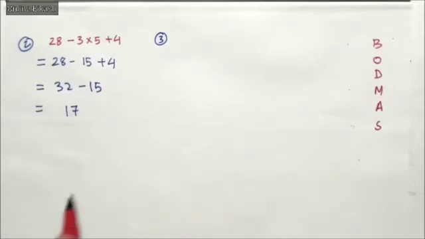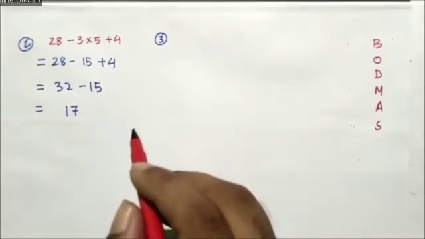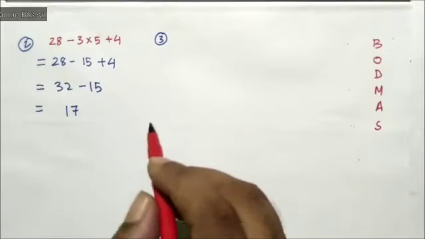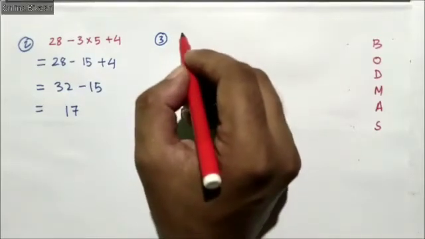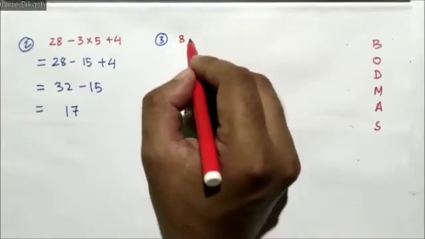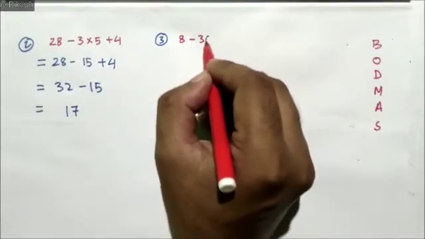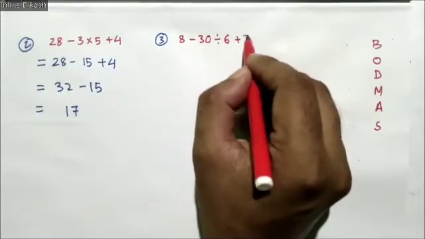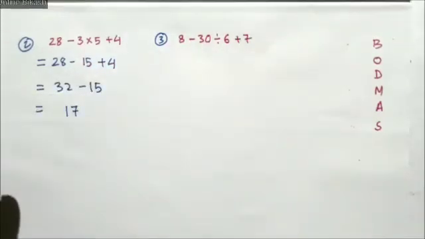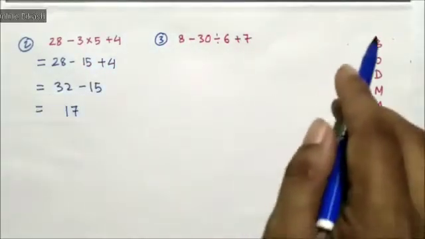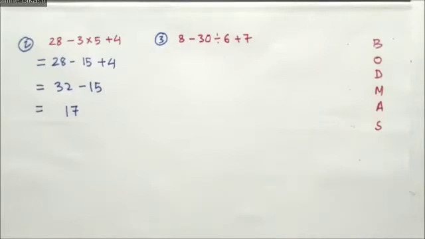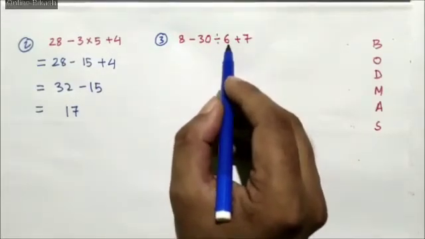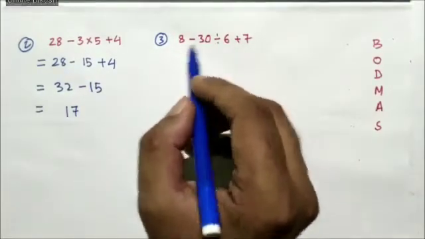Another question I am going to work out in front of you: 8 minus 30 divided by 6 plus 7. This is the question. So from the rule, what function will we do? We will perform the function of division first, that is 30 divided by 6.